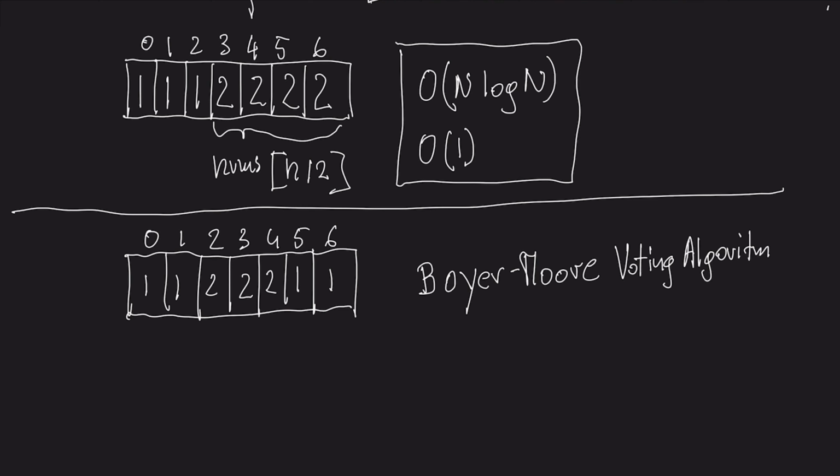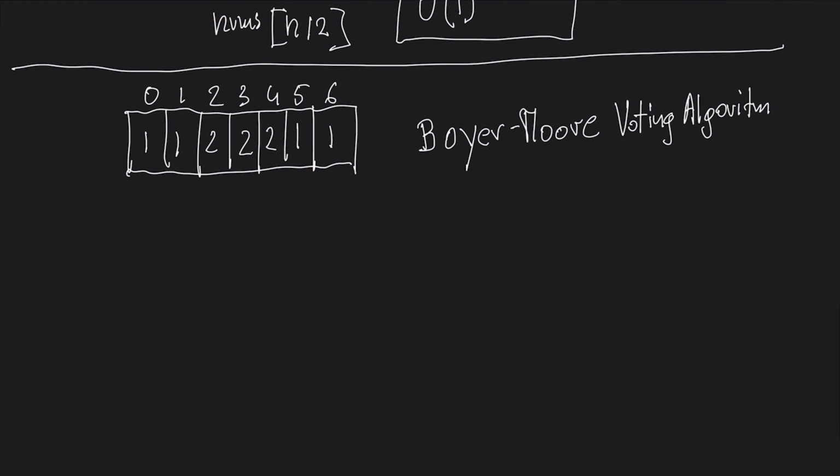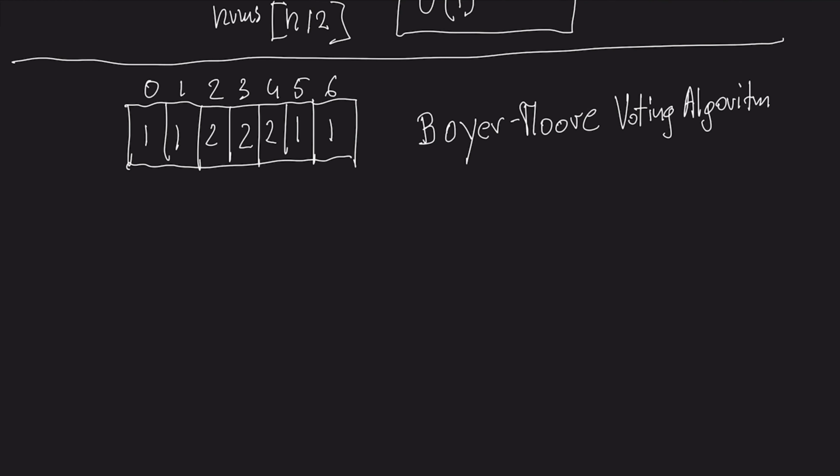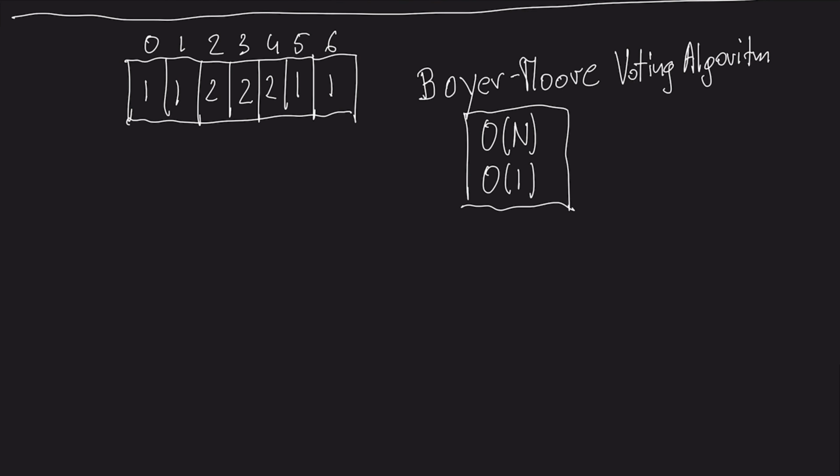The best solution for this algorithm is given by the Boyer-Moore voting algorithm. The algorithm has a time complexity of O of n, so we just go through the array once, and the space complexity is very good, O of 1. And this is the optimal solution. The algorithm is quite tricky to explain, so I will do my best to explain how it works.